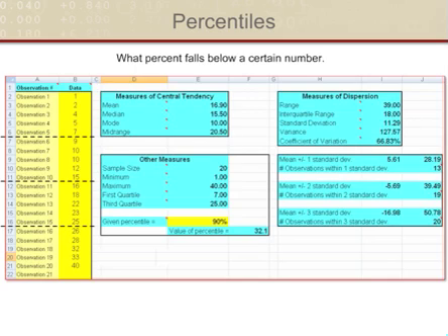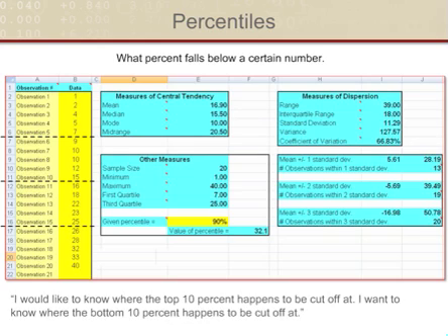One last statistic here, percentiles. Percentile tells me what percent falls below a certain number. So the median we actually know is the 50th percentile, since 50% of the data falls below the median. We know the third quartile is the 75th percentile, since 75% fall below it, and the first quartile is the 25th percentile. But what about the rest?